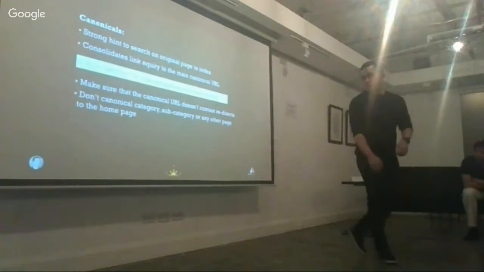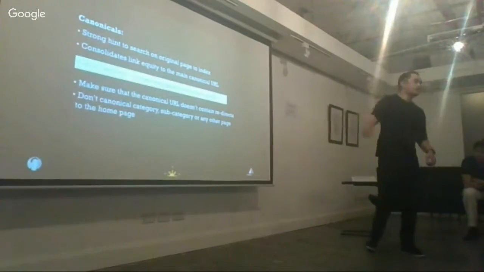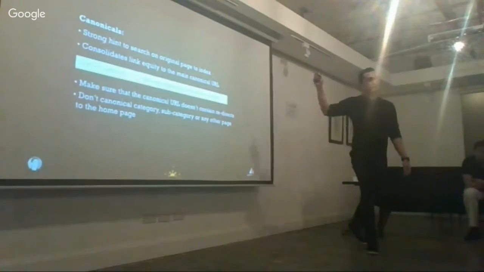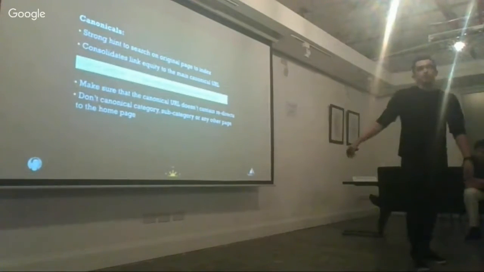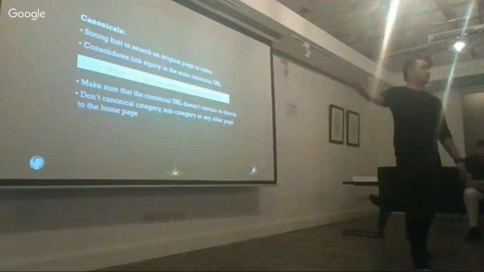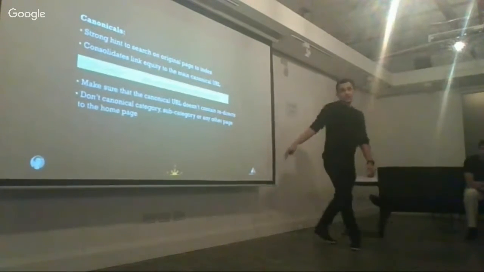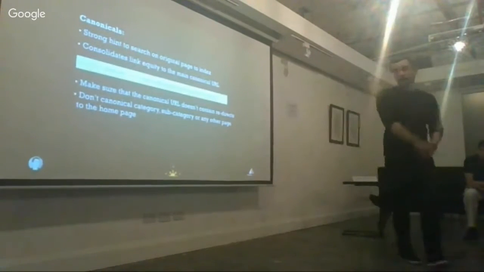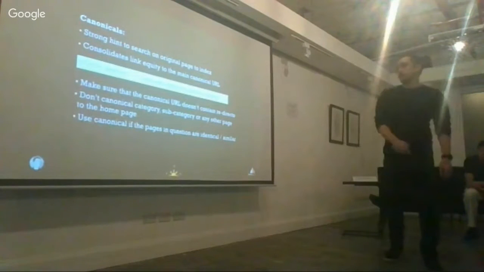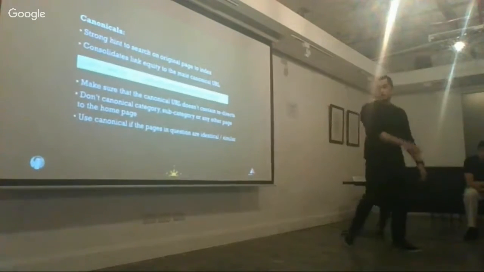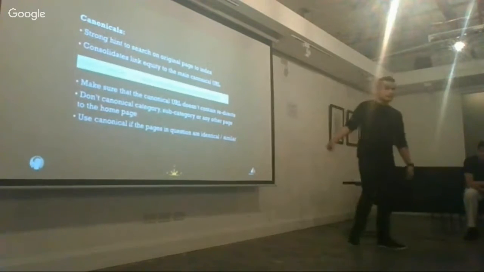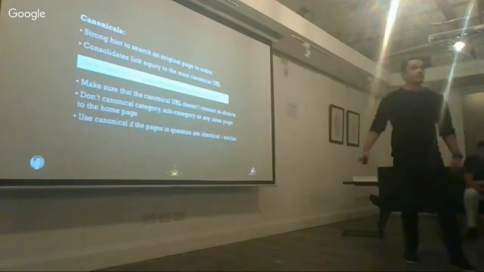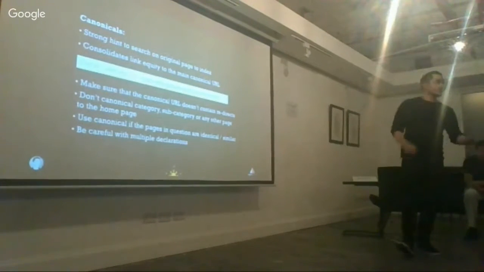Don't canonical a category, subcategory, or any other page to the home page. Again, you don't want to do that because it's not relevant. If you have a Nike shoes page and your website is shoes.com, you're already specific to Nike, a specific brand. Don't canonical back to the home page. Use canonical if the pages in question are identical or similar. Again, be very careful with this, because in any event that they aren't, then it's a problem.